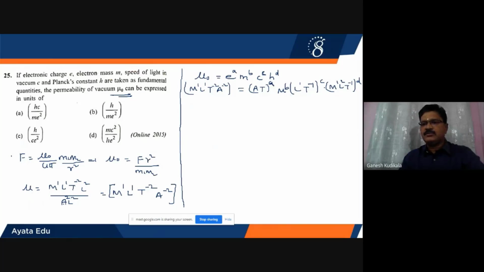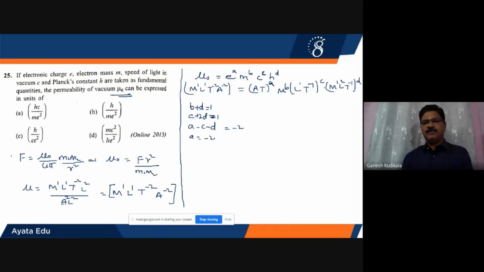Now let us start with mass now. Mass is here b and here d. Therefore, b plus d will be equal to 1. Next one. Length we will take up. c plus 2d will be equal to, once again, 1. Time let us calculate. a minus c minus d will be equal to minus 2. Regarding current, only one term is there here. Therefore, a will be equal to minus 2.